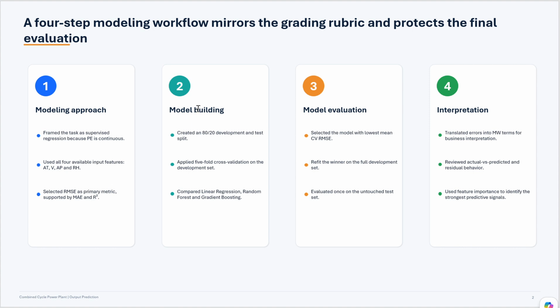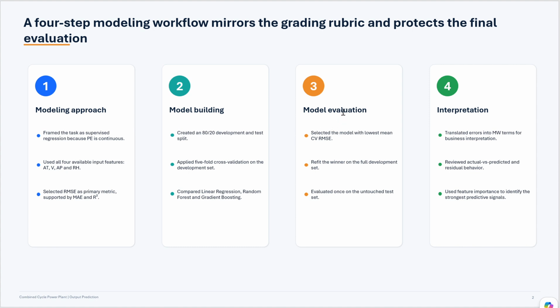Second, I built and compared multiple models. I created an 80% development set and reserved 20% as an untouched test set. I then used 5-fold cross-validation on the development data to compare linear regression, gradient boosting, and random forest.